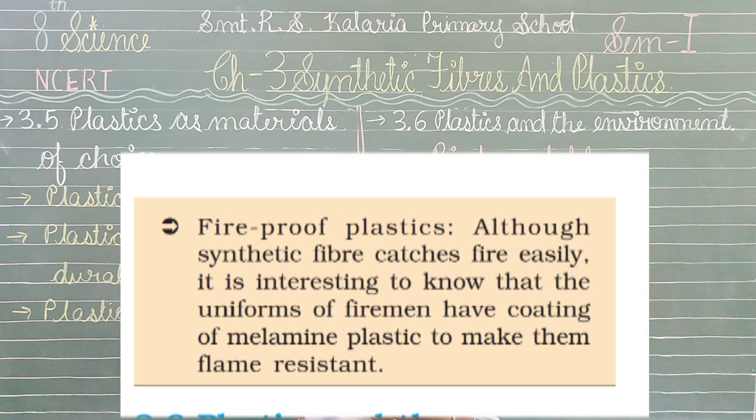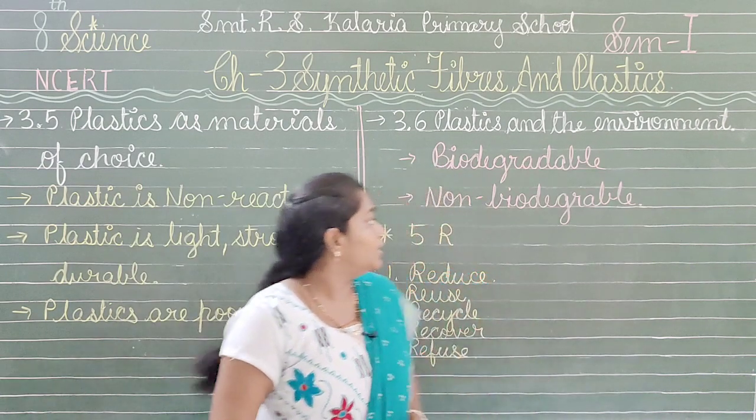And the last and beautiful point is fireproof plastics. Although synthetic fibers catch fire easily, it is interesting to know that the uniforms of firemen have a coating of melamine plastic to make them flame resistant. These are a few of the things that we have come to know from this "Did you know" column.